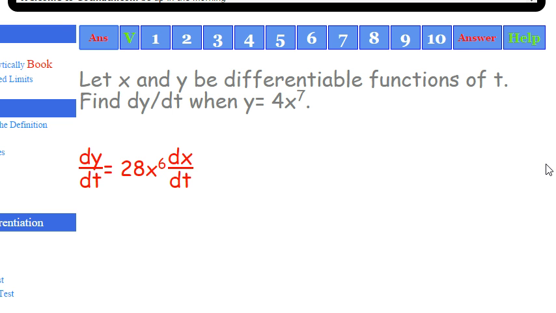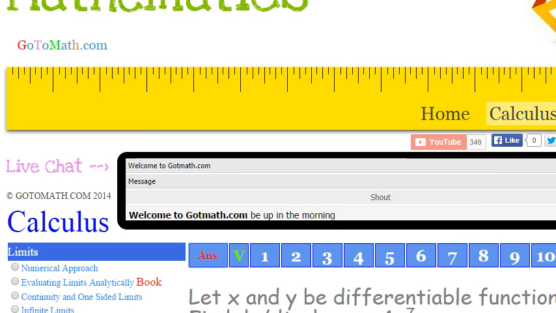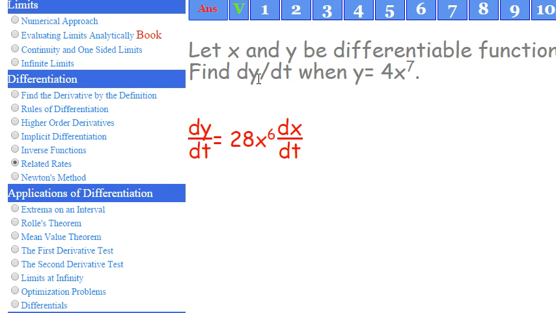Now remember where you are. We are at gotomath.com, and we were in this section right here. So just click this button and this problem will eventually come up. Okay, and be careful. One more thing, be careful what this says right here. It may say find dx over dt, and if it does, well then we'd have to solve for dx over dt in this equation. Alright, see you there.